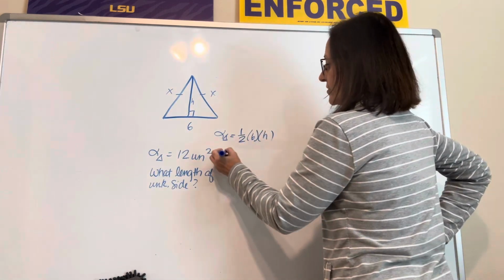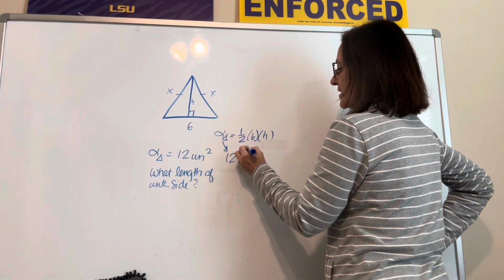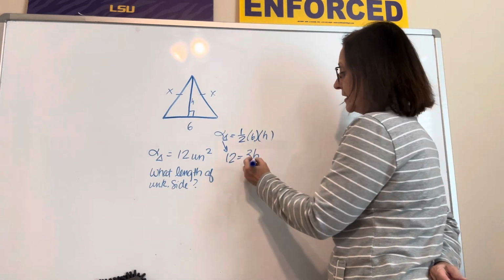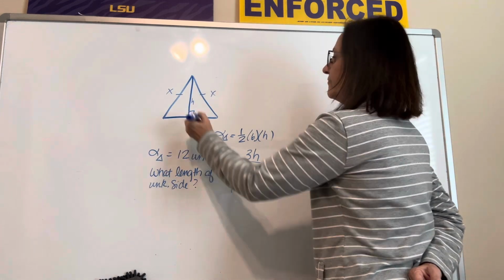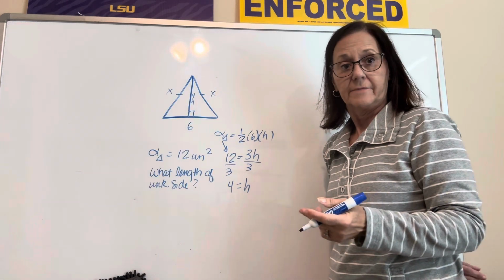So that's what we'll do first. So for area, I'm going to substitute in 12. 1/2 of 6 is 3. H. I just multiply 1/2 times 6. When I divide by 3, I get a height of 4. All right, so I know that that is 4 units.